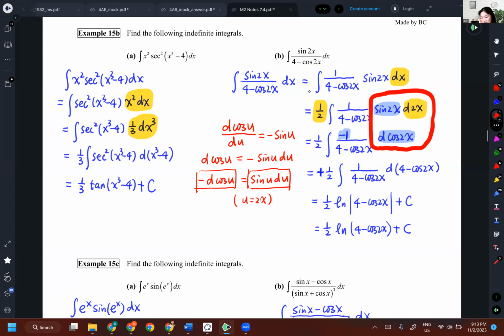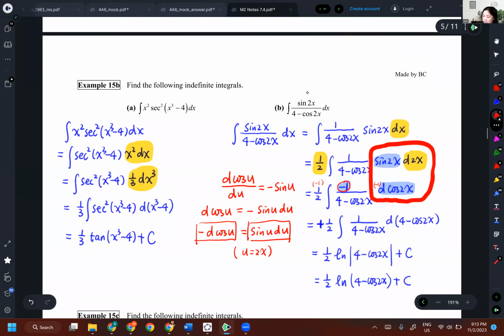But may I ask if the negative sign can be moved to either outside the integration symbol or inside the integration symbol? Thank you. That's a good question. The negative sign can be here. It can also be outside. This negative sign can be put here. It can also be put outside. It does not matter.